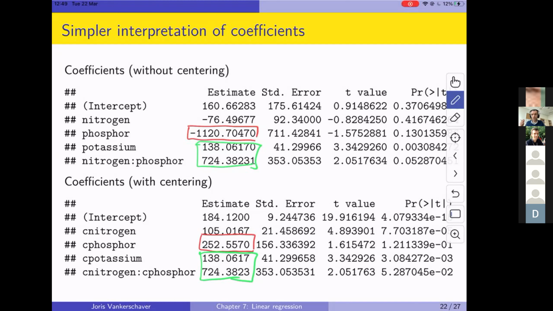By contrast, if you do center, then you give R something that it can much more easily fit, and it will be able to pinpoint the value more accurately, and with more confidence. You see that second point also carried out in the standard errors. If you look at the standard errors, for instance for phosphor again, the standard error drops quite a bit, from 700 to 156.